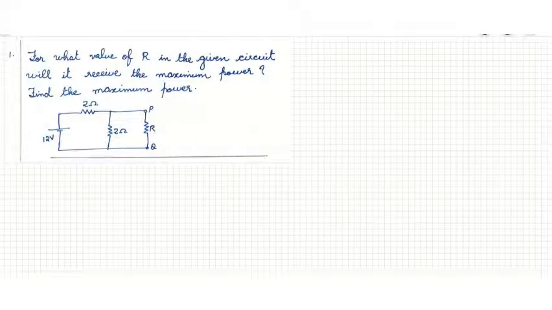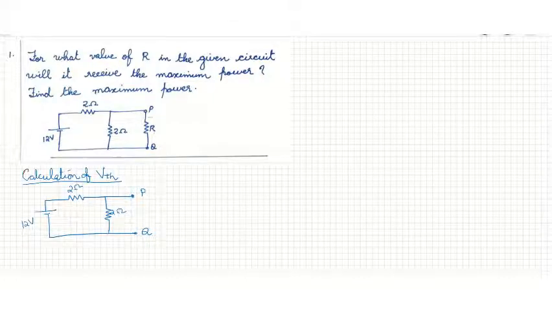First step is calculation of Thevenin voltage VTH. To calculate VTH, the load resistor is removed and the terminals are kept open. Now, voltage across these open terminals is the Thevenin voltage VTH. Now we have to find out this VTH.